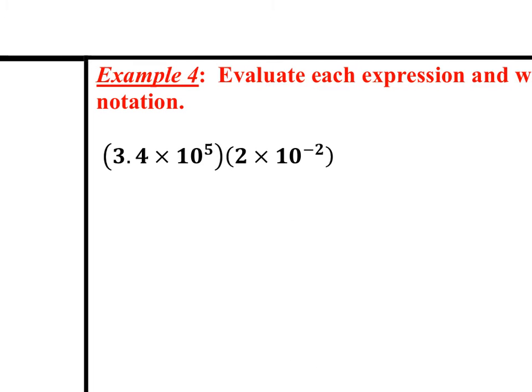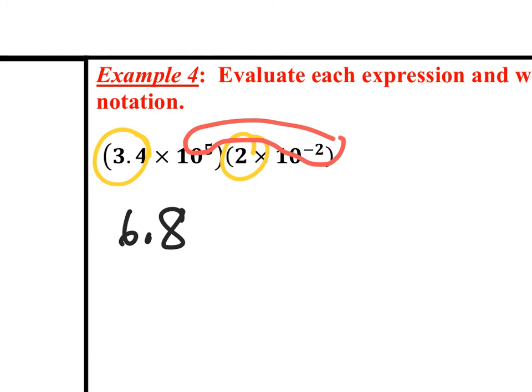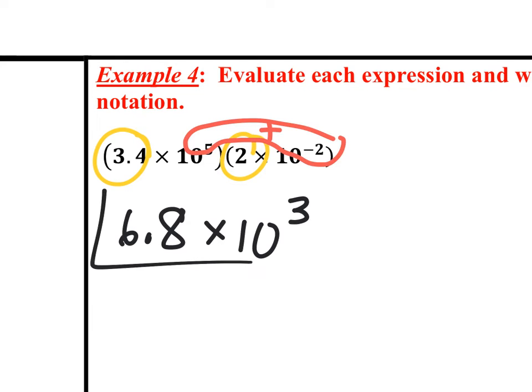Adelaide, what do I do with my coefficients in front? Just multiply them up. So 3.4 times 2. Yes, thank you. You should be able to do that in your head. And then our exponents here, 5 and negative 2. Julian, what should we do with those? Add them. So times 10 to the third. It's already in scientific notation. Done.